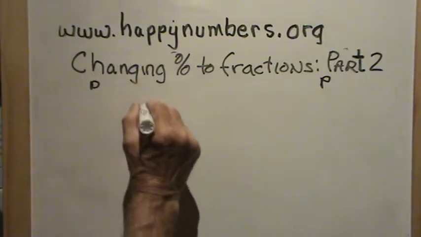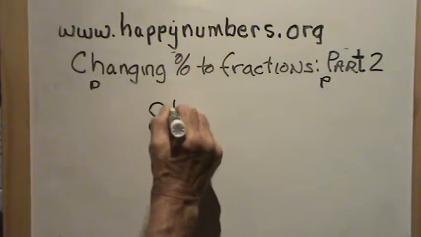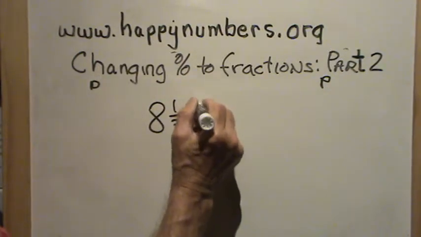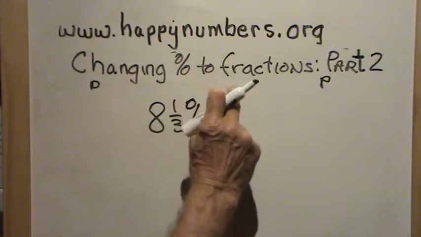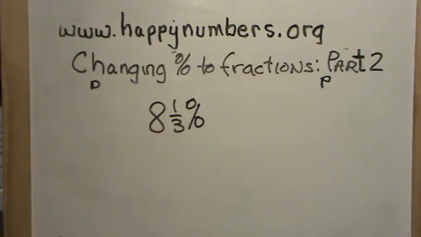Let's go 8 1/3%, and I want you to change that into a fraction. So put the video or DVD on pause, work the problem, and then turn it back on again. Good. Let's see how you did.